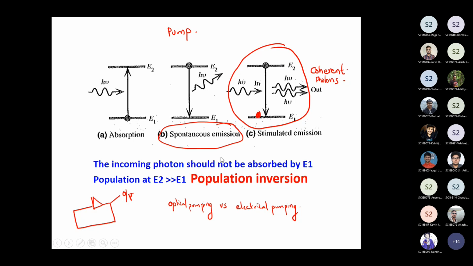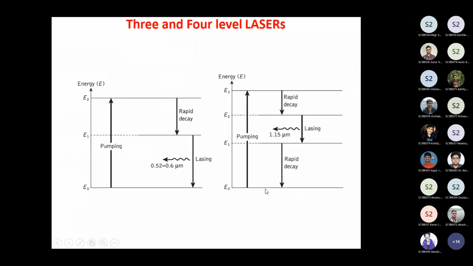Okay, so we are always interested in stimulated emission, and we want this condition to be satisfied. That means you must have population inversion, where the number of electrons in the upper or excited state is way larger than the number of electrons in the lower energy level. You call it population inversion.